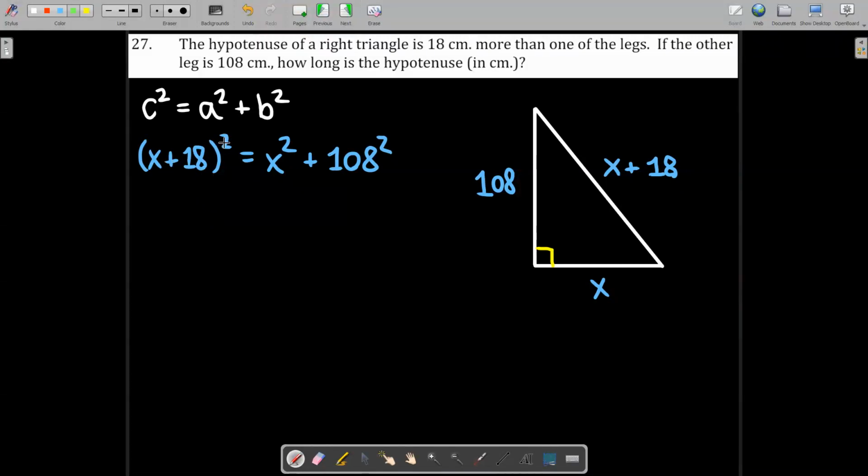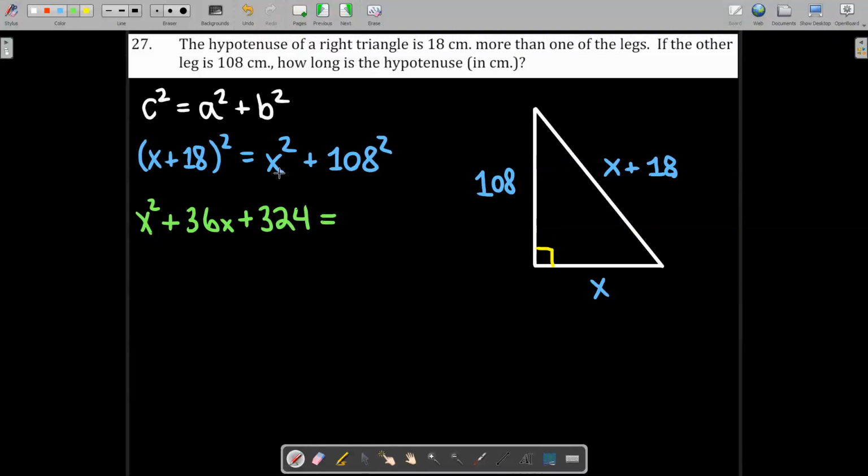(x plus 18) squared is not x squared plus 18 squared, which is 324. It is hippity-hoppity. You do x times x, you get x squared, x times 18, and then 18 times x. And then you combine those together, and you get 36x. And then you do 18 times 18, and you get 324. Whenever you square a binomial, it equals a trinomial, okay? Not another binomial.